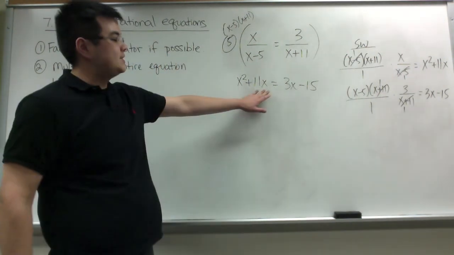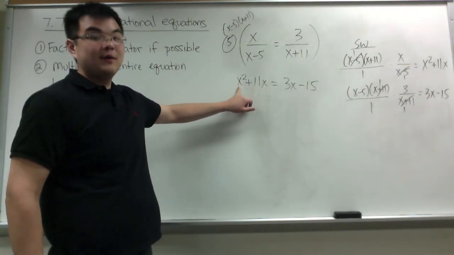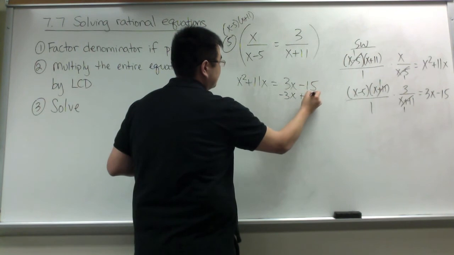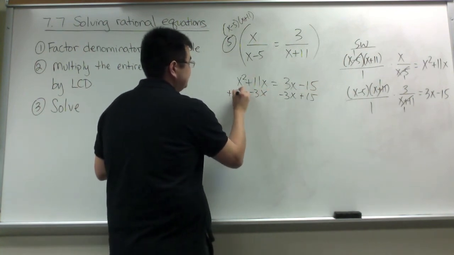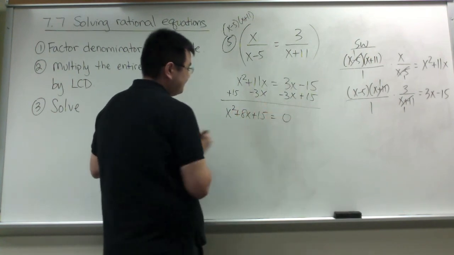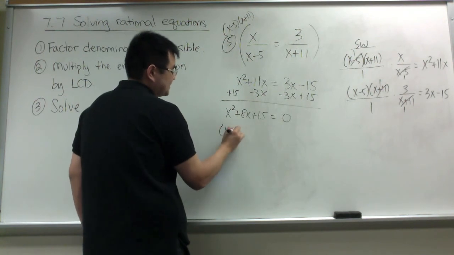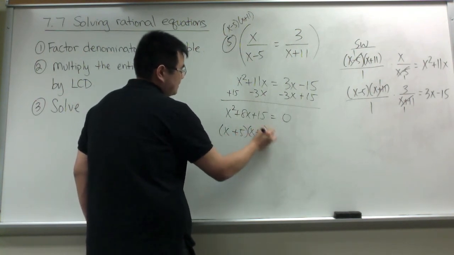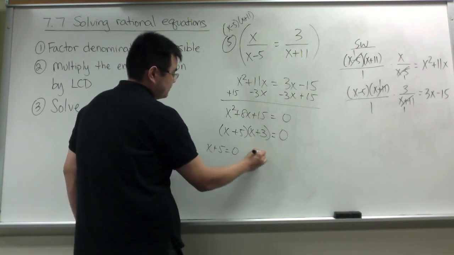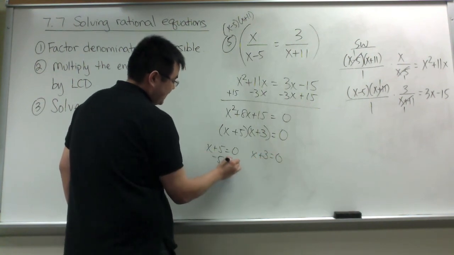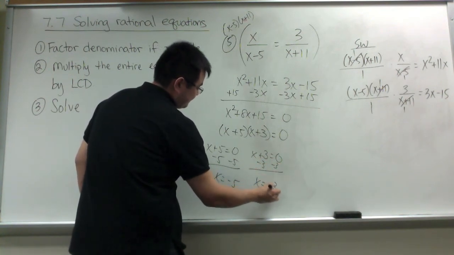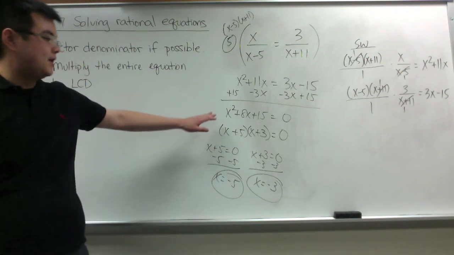If you notice, for this equation here, we're left with an x squared, so we know we have a quadratic equation that we have to solve. So we're going to bring everything to one side. Subtract 3x plus 15. So I have x squared plus 8x plus 15 on the left side equals 0. Then we're going to factor the basic trinomial to x plus 5, x plus 3 equals 0. We're going to take each of the binomials, set them equal to 0, and solve for x equals negative 5, and x equals negative 3. So we have two solutions because we ended up with a quadratic equation.